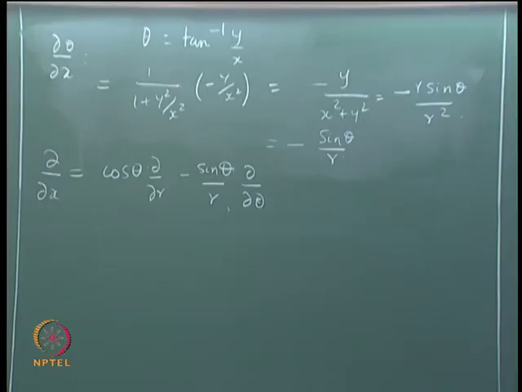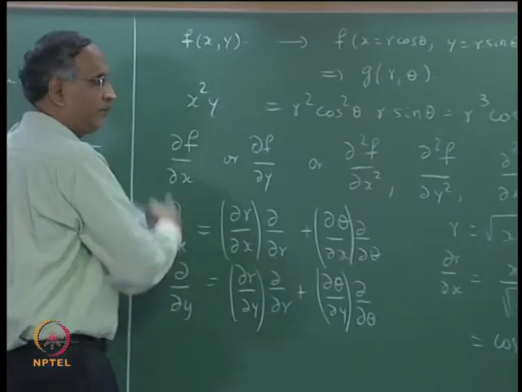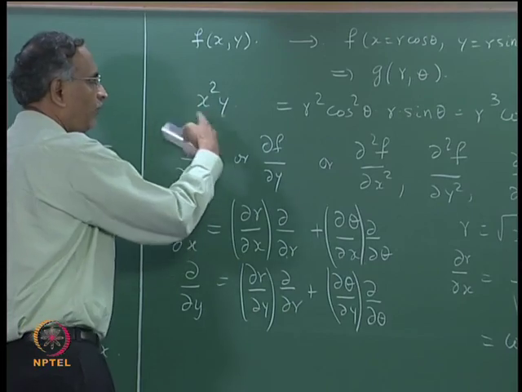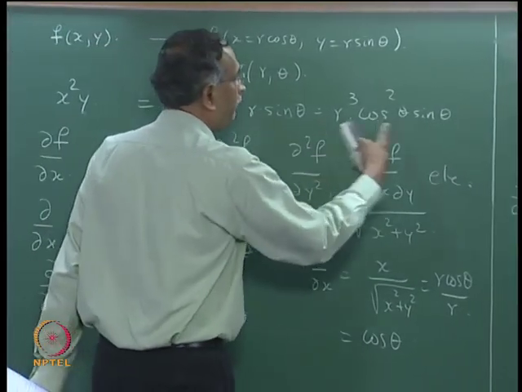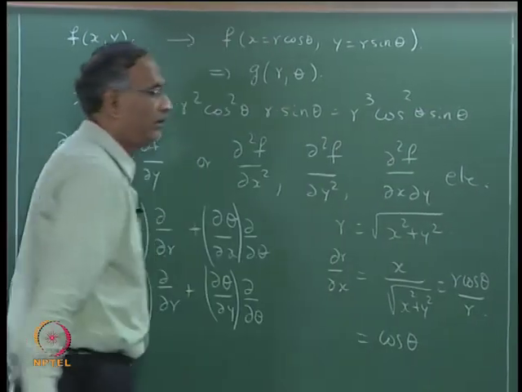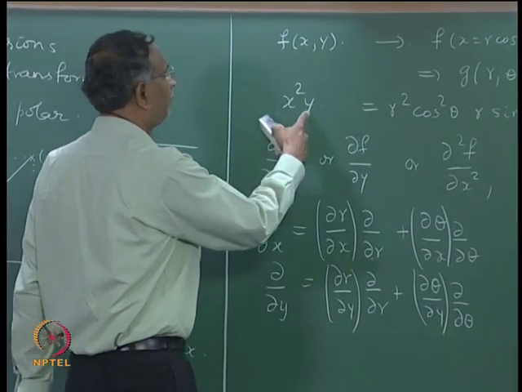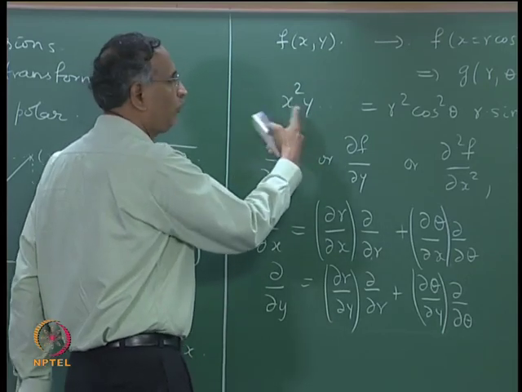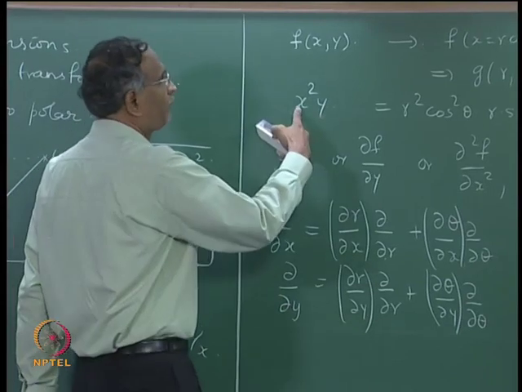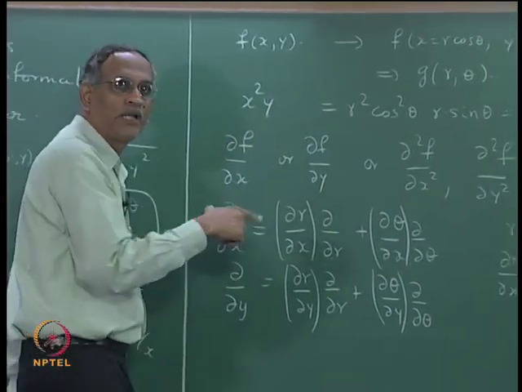Now, exactly what is meant by this? You can very easily verify that a given function, for example, x squared y, which in the Cartesian form is this, in the polar form it is r cube cos theta sin theta. If you take the derivative of this function with respect to x, dou by dou x, you will get 2xy, which if you substitute in terms of r and theta, you will get the polar form.